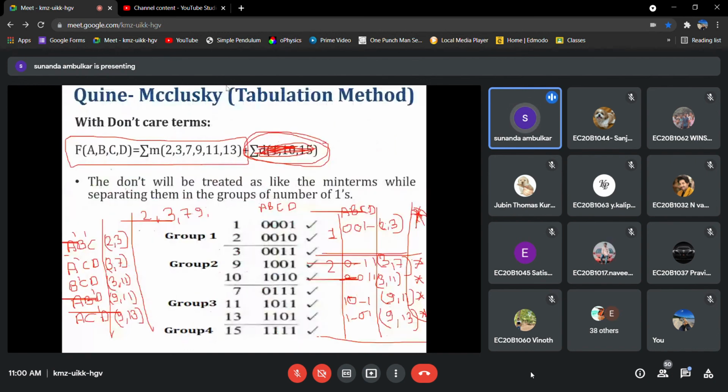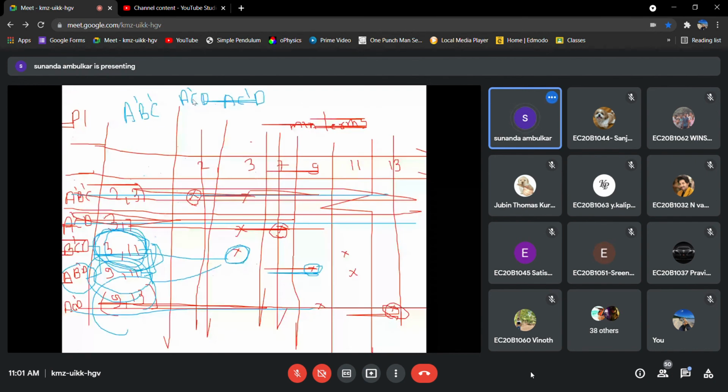So in the next lecture we'll see how to use the don't care terms to minimize that expression using the tabulation method.